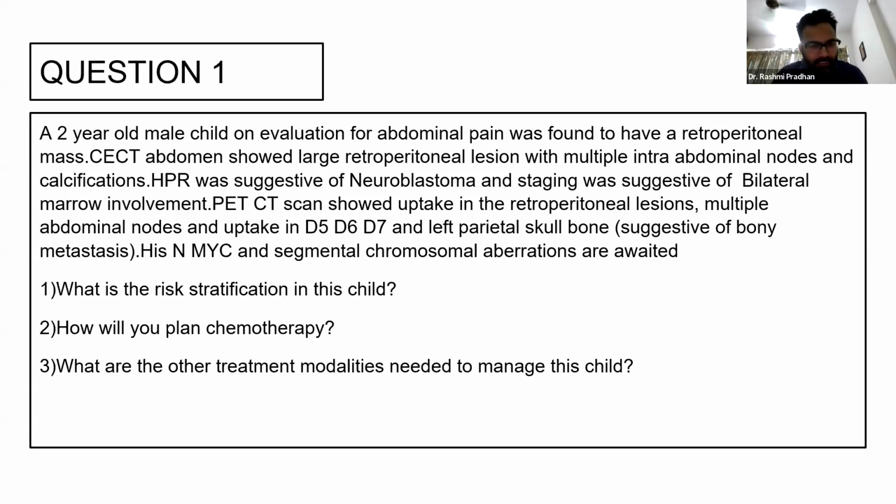Sir, NMIC is awaited, but this is more than 18 months and metastatic disease. So it's non-infantile metastatic, which will be high risk, sir. Okay, perfect. So it is a high risk disease irrespective of the NMIC amplification. So may I know from you, what is your broad plan of therapy?